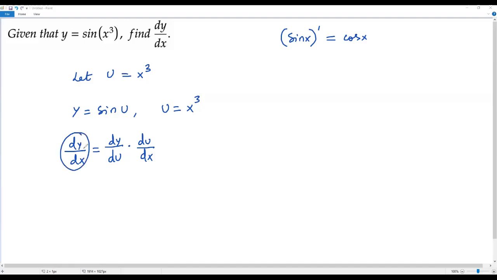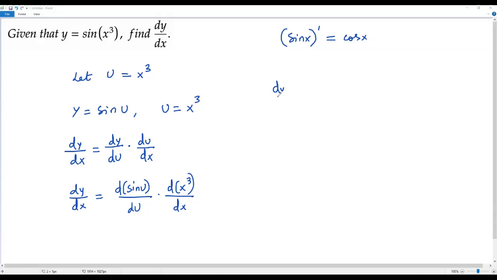Okay, now to get dy over dx, first I find the derivative of this y with respect to u, and then I get the derivative of this u with respect to x. So I start from dy in the numerator of the first fraction, and end with dx in the denominator of the second fraction. So the product of these two derivatives equals dy over dx. Okay, now dy over dx equals d. So for this y, we can plug in this sine u. So d of sine u over du times d of, and for this u, we can plug in x cube. So d of x cube over dx.